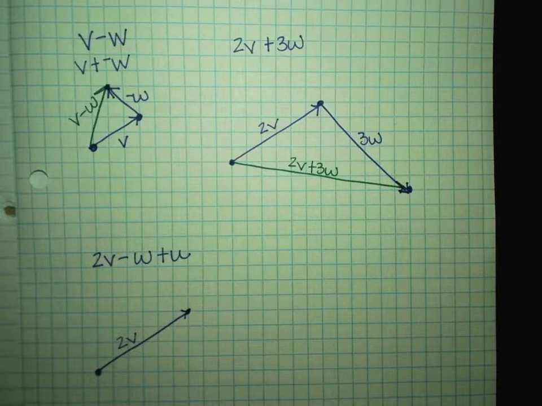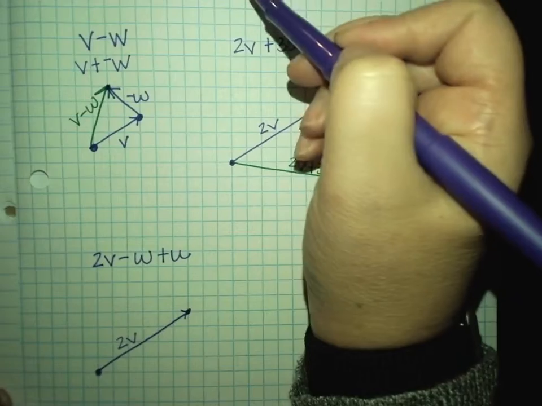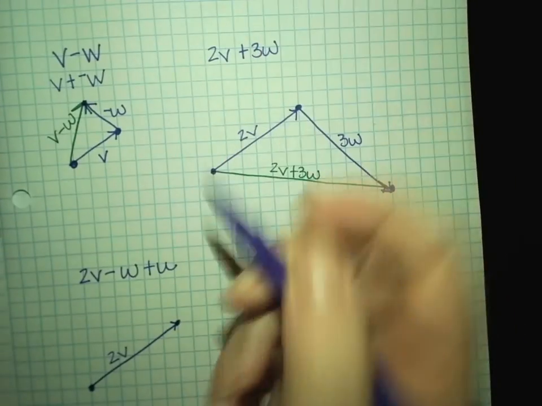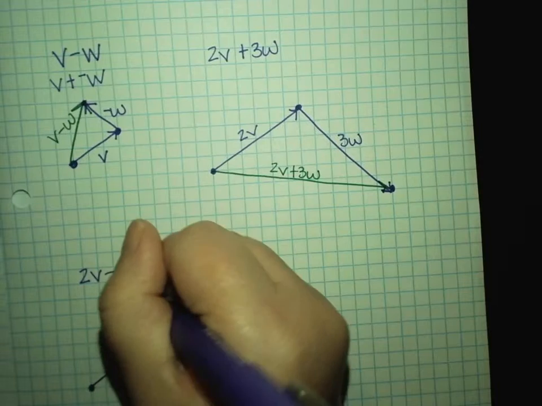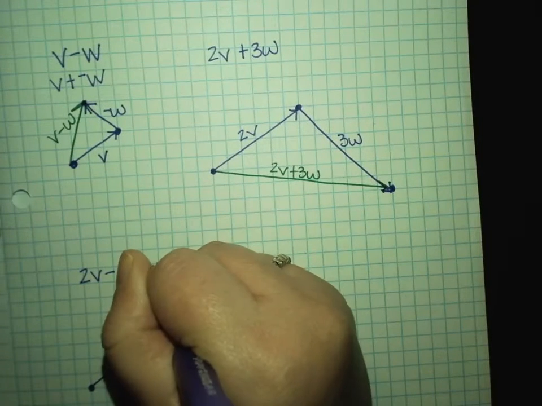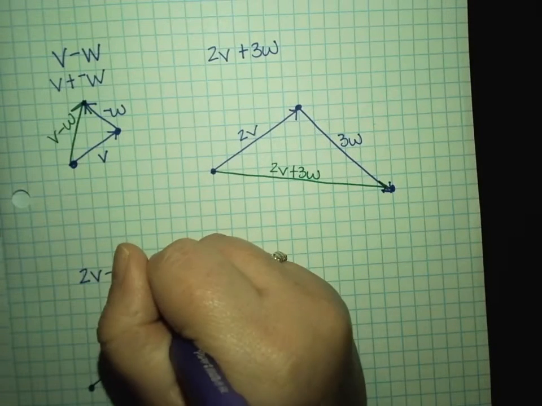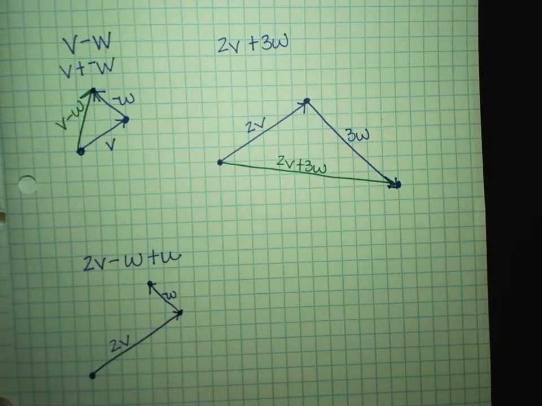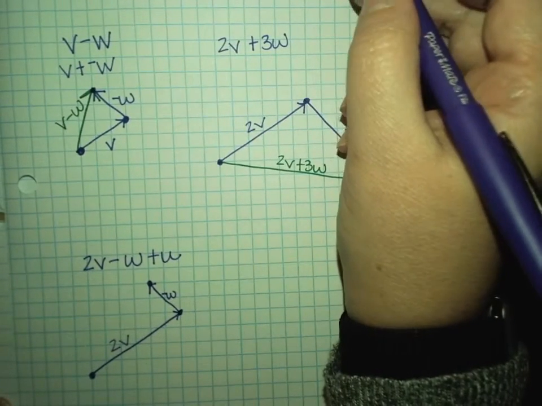Negative W, the opposite of W, so we're going to go in the opposite direction. So the horizontal and vertical, those are both 2s. We just want to go in the opposite direction. There's my negative W. And now I'm going to go to U.